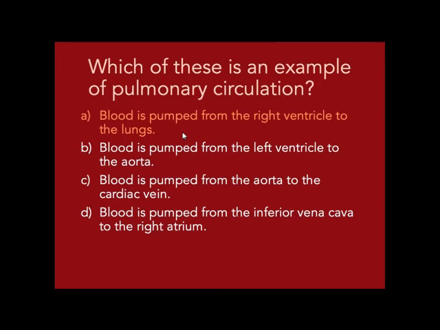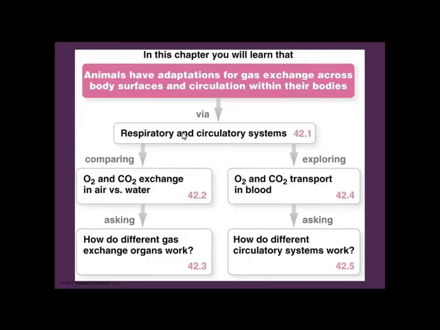Okay, so in this chapter, you have learned that animals have adaptations for gas exchange across body surfaces and circulation. So we talked about the respiratory and circulatory systems. We compared oxygen and carbon dioxide exchange in air versus water and talked about how different gas exchange organs worked. We also explored oxygen and carbon dioxide transport in the blood, and we talked about how different circulatory systems work.